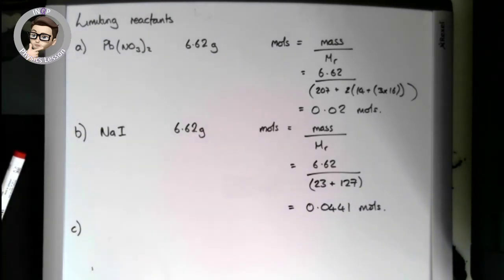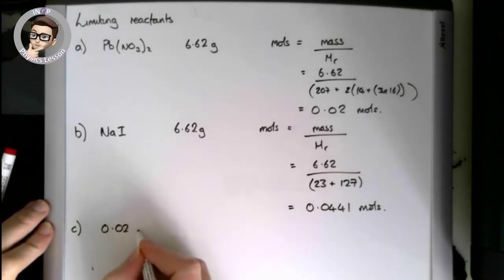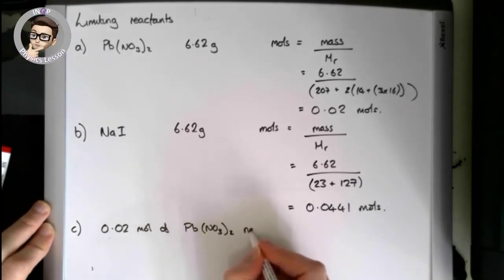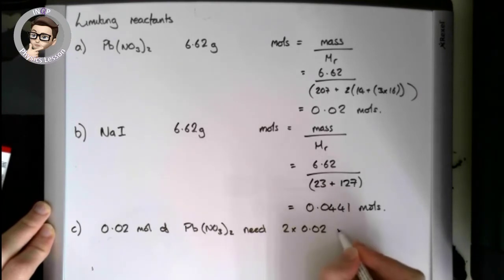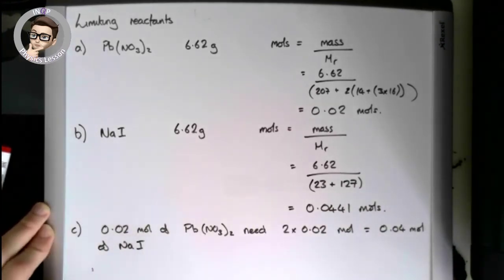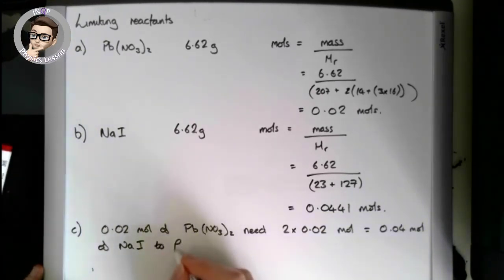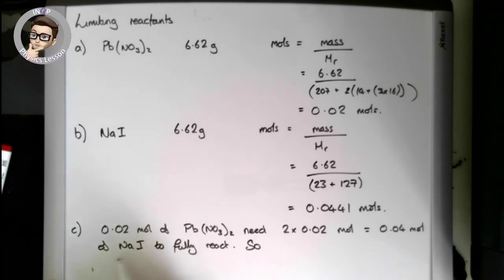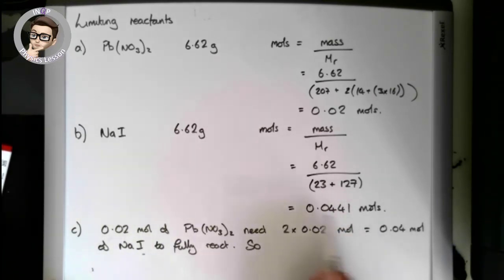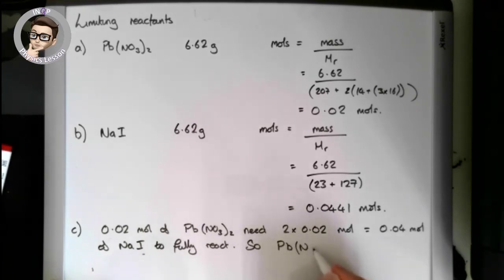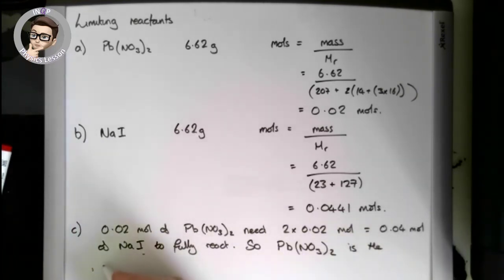So C now, we need to say which one is our limiting reactant. So we've got 0.02 mole of Pb(NO3)2, of lead nitrate, which needs 2 times 0.02 mole, which is 0.04 mole of sodium iodide. Okay, so to fully react, which one then doesn't have enough? So this time, it's not going to be the sodium iodide. It's not going to be the second reactant that has less number of moles. In this case, it's actually the lead, because I can do more with my sodium iodide than I have said I can, because my lead is my limiting case. So my lead nitrate, Pb(NO3)2, is the limiting reactant.